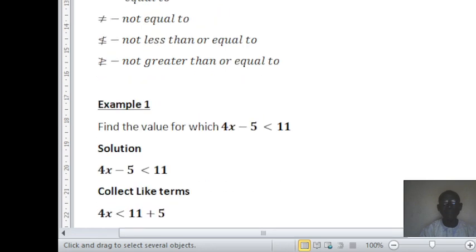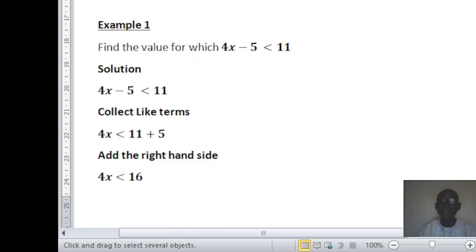We are asked to find the value for which 4x minus 5 is less than 11. Solution, as usual, just like a linear equation, there is only a slight difference, but you can see how it works. Here we put our 4x minus 5, we collect our like terms. You add 5 to both sides so that this minus 5 here can be eliminated.